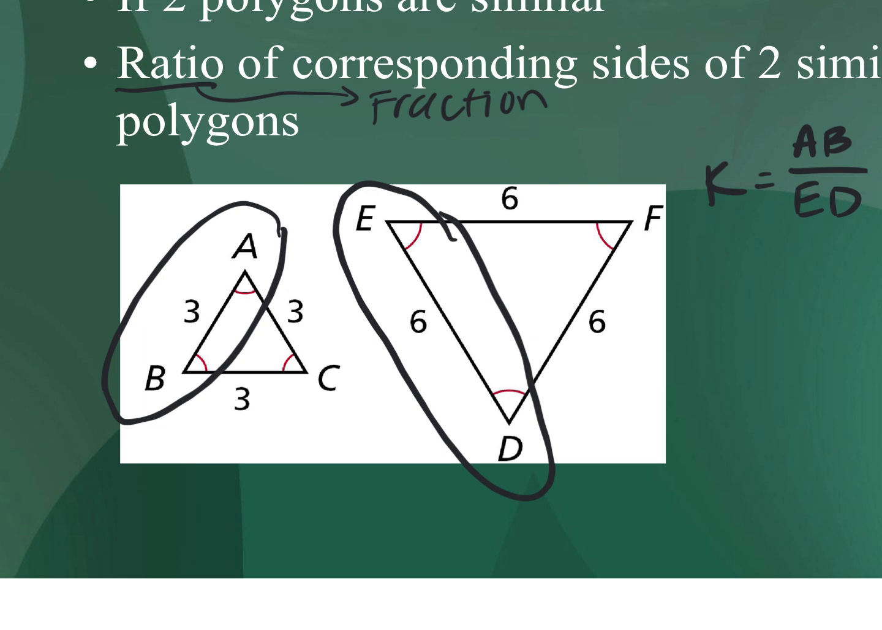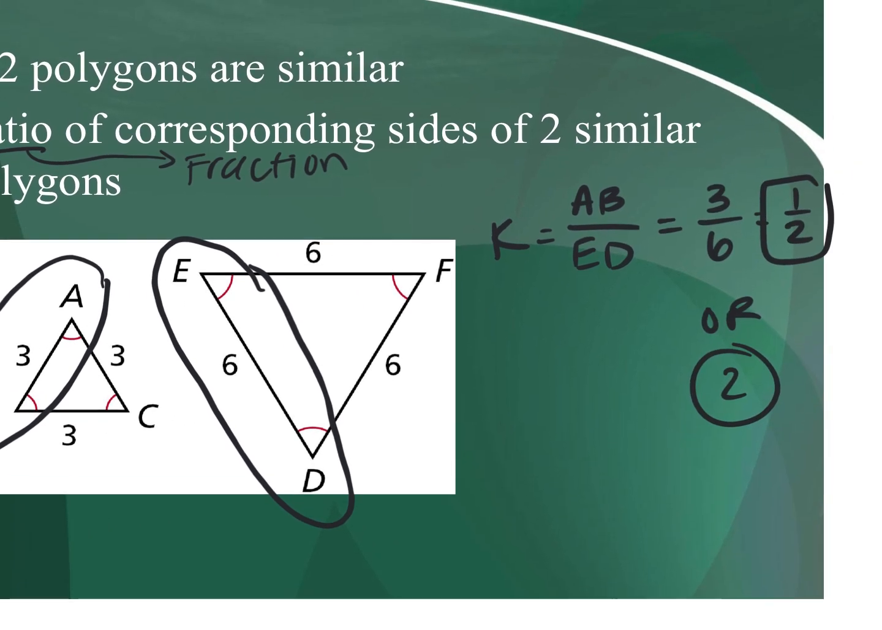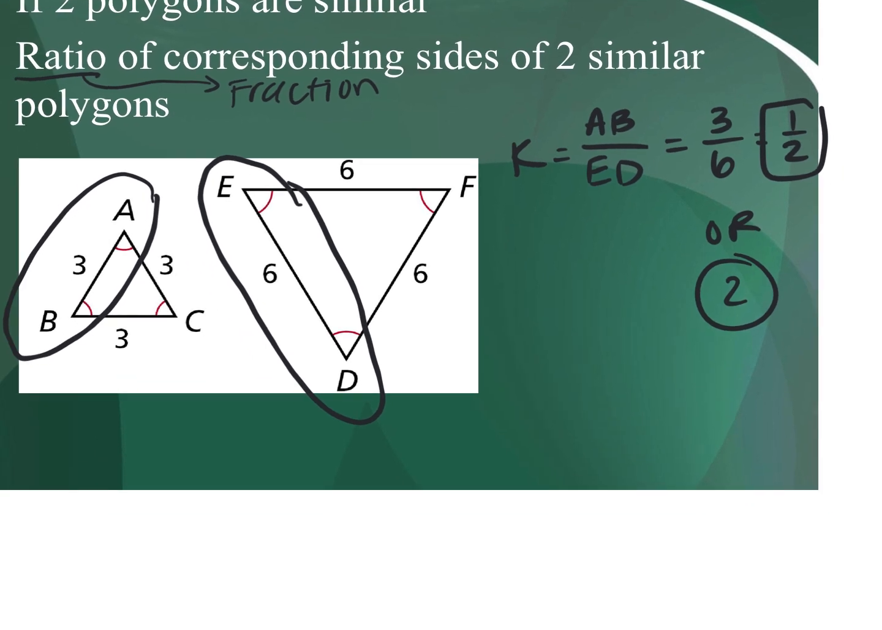Well, isn't half double just 1? How did you get 2? What did you do? Well, let's say we wrote it as ED over AB, because I didn't tell you what to use as your numerator and what to use as your denominator.